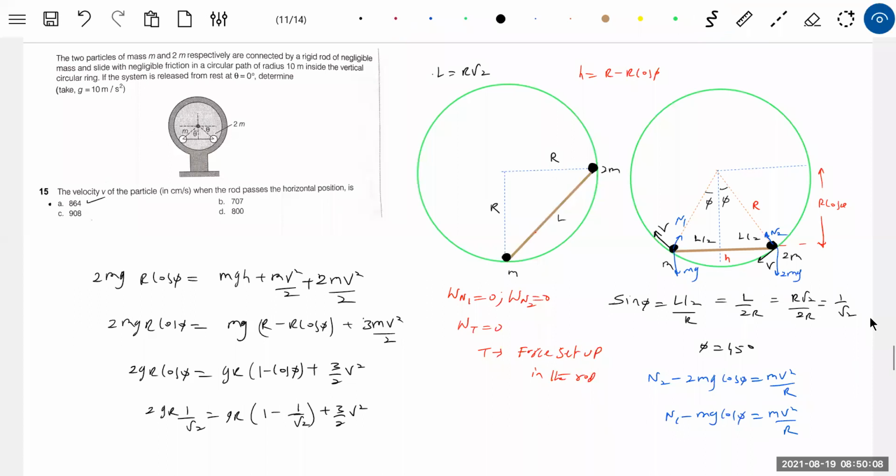I think we have to be very careful here. What is T? T is the force set up in the rod. What is the work done by this force? It will be 0. So now at this particular point we have to show that also here it is acting like this.